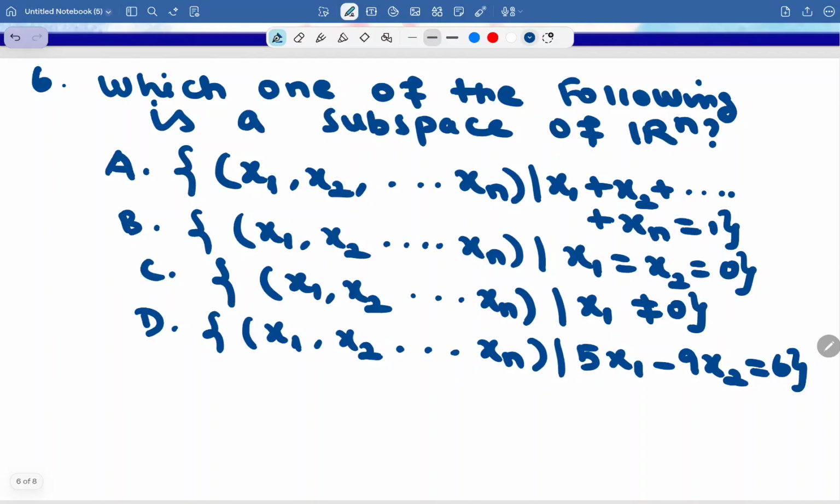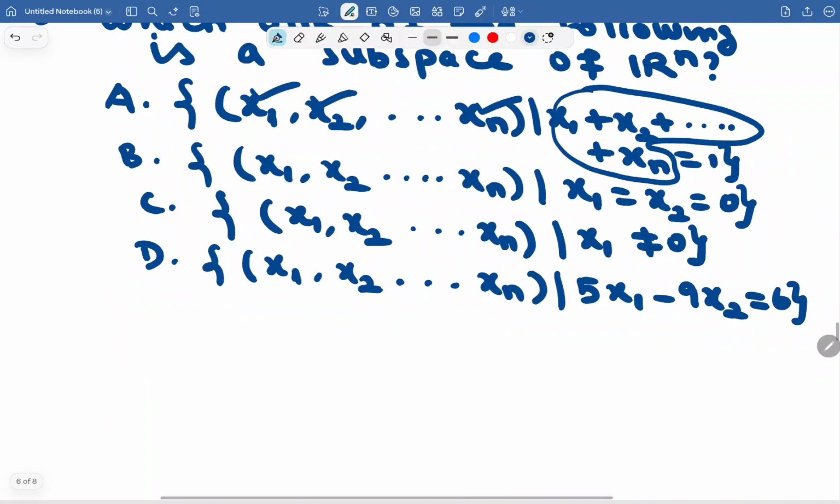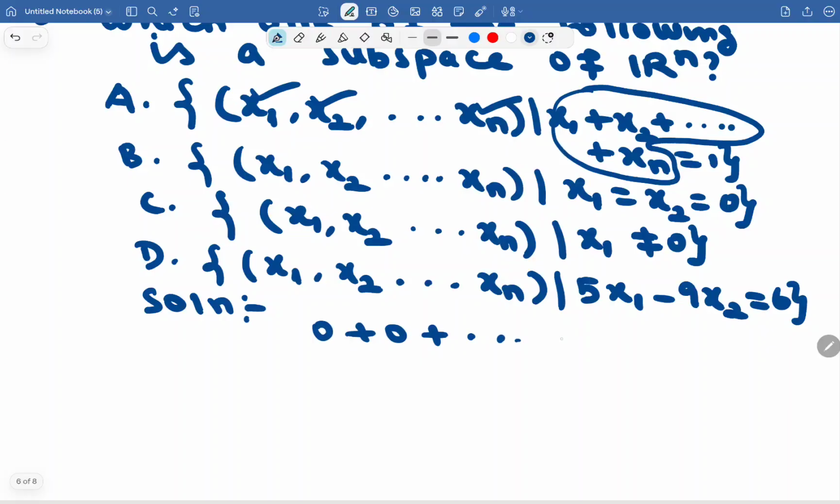Options are given, option A, option B, option C and option D. Among the 4 options, you have to choose which one is the subspace of R power n. First option, x1, x2, xn such that if you add all these values, the answer is 1. For proving a subspace, if we take x1, x2 and xn as 0, then 0 plus 0 plus 0 must be 0, but here it is given as 1, so not a subspace.